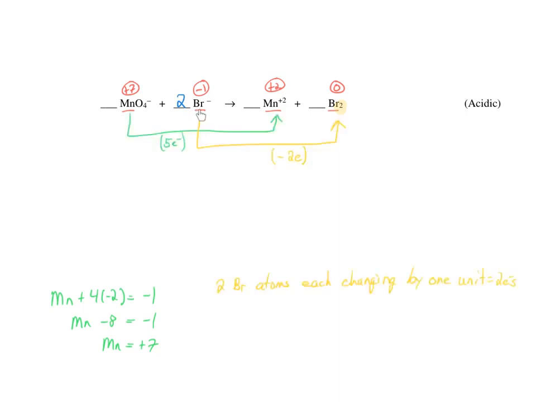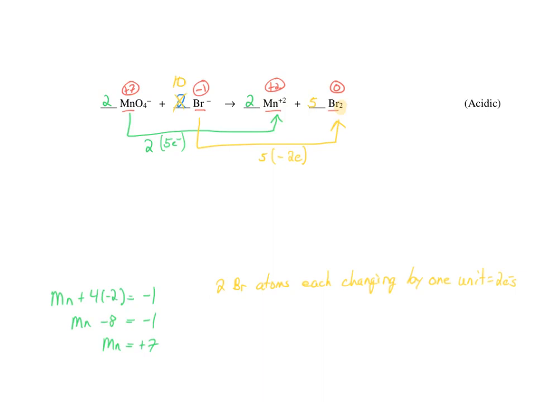All right, we have 2 bromine atoms, each changing by 1 unit, -1 to 0. So because we have 2 of them, each changing by 1 unit, that's 2 units or 2 electrons that are given up in this oxidation. This is a reduction, +7 down to +2, that's 5 units, 5 electrons. To match electrons lost to electrons gained, we multiply the coefficients associated with manganese by 2 and those associated with bromine by 5. So that changes this 2 to a 10.